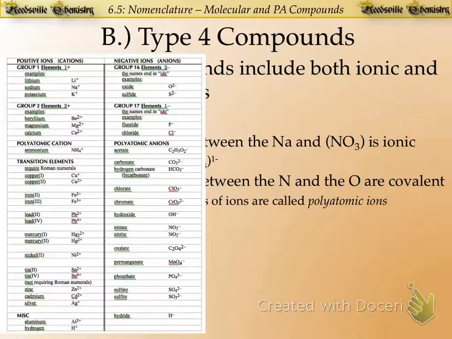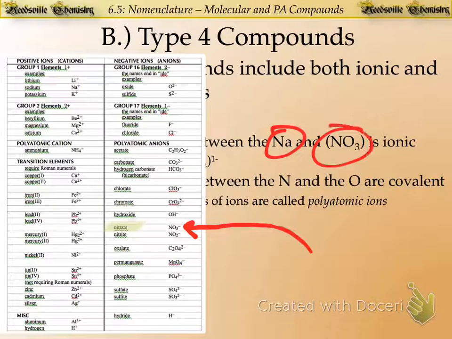So this NO3 thing, if you want to know, well, what is NO3? You just got to go find it on here. It is right there. And its name is nitrate. So if you were going to go ahead and name the thing that I put up there, which was NaNO3, we would simply call that sodium nitrate.